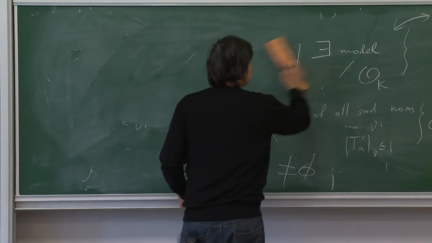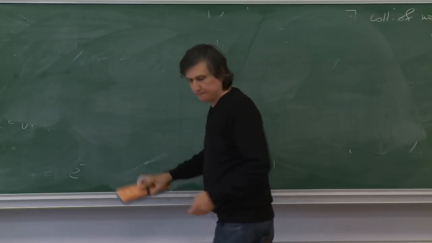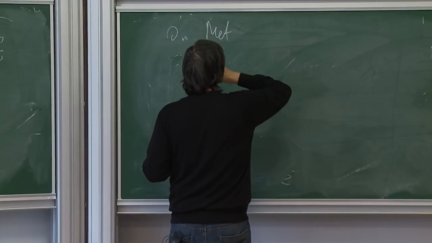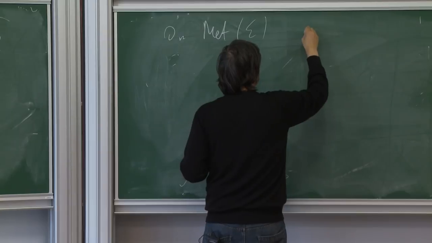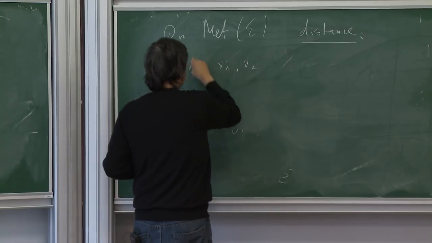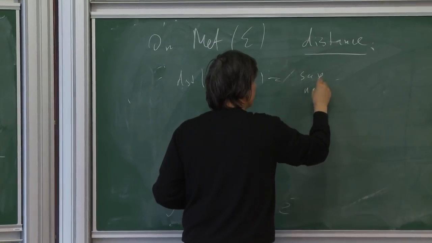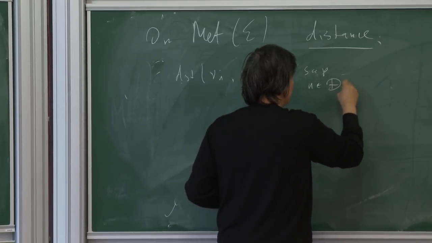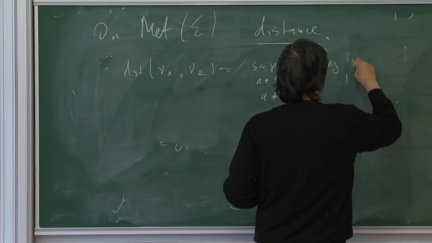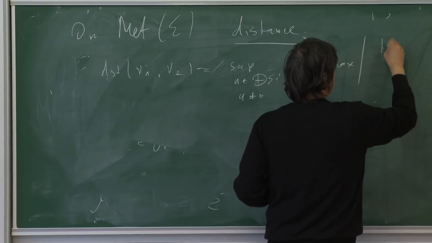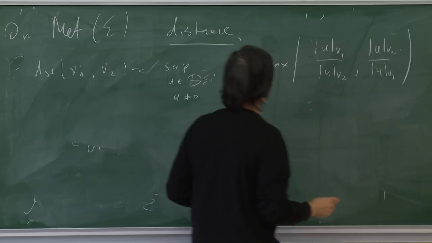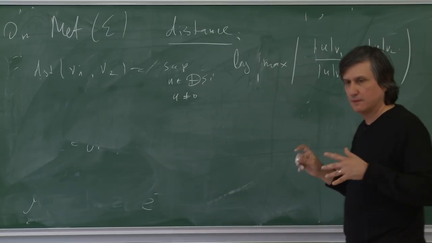And now, what is nice on the space of metrizations of E is that there exists a distance. It's a metric space. Namely, if we have two metrizations, nu1 and nu2, the distance will be the supremum over all non-zero vectors u, a sum of u_i, of the log of the maximum of the ratio of the norms of u under nu1 and nu2. This gives a distance, and this is a complete metric space.